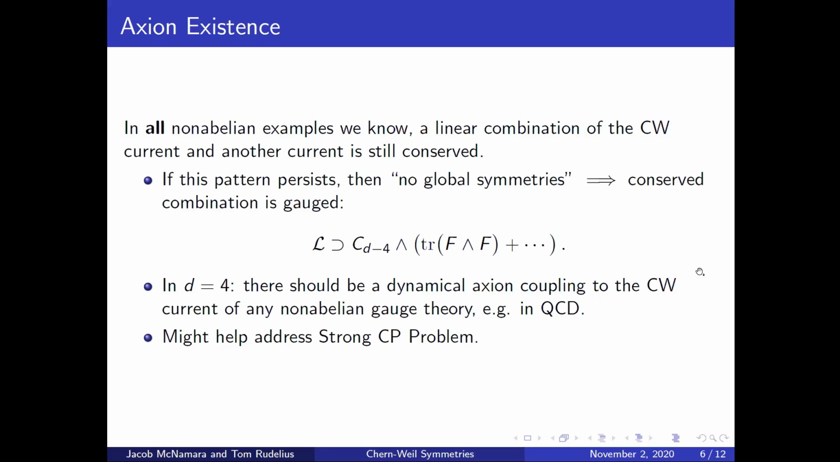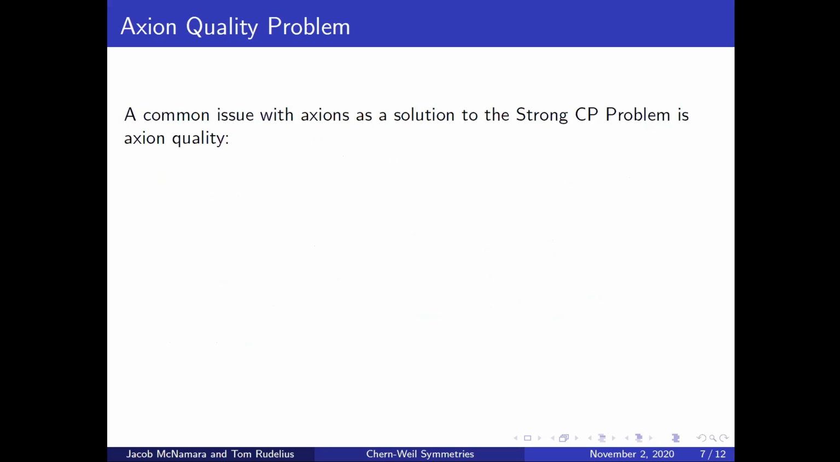Okay, so let me go to the next slide, which may help address some of these questions about axions, which is one of the big issues with using axions as a solution to the strong CP problem. I should apologize before I get into this that I am not a phenomenologist and I don't know the history of this issue. I know what my collaborators have told me. But a very common issue with axions as a solution is the axion quality problem.